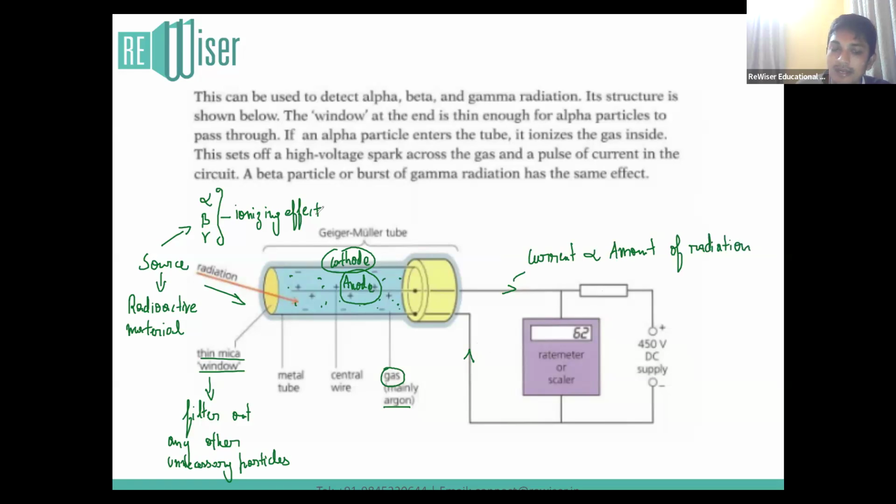Greater the amount of alpha, beta, gamma radiations, greater the ionizing effect, greater the argon ions produced, which means greater the amount of current generated, which in turn means the greater the amount of radiation incident here. You have a rate meter which is able to convert the current measured into the amount of radiation. And this is how you can measure the amount of radiation, whether it is in a particular background environment or due to an actual source, not just the background radiation. All of them can be measured using this Geiger-Müller counter or the Geiger-Müller tube.